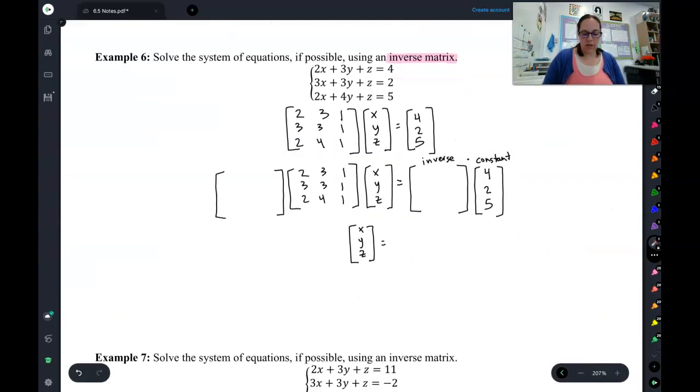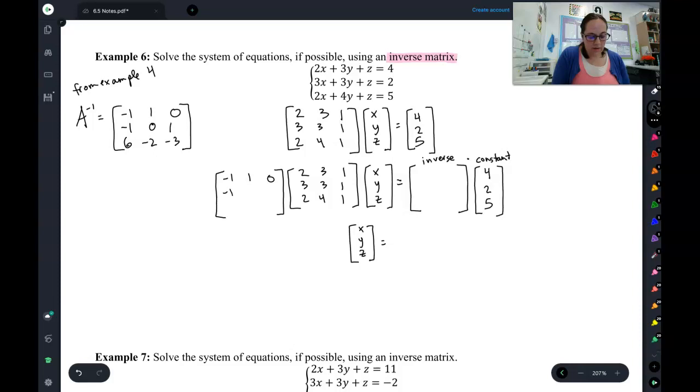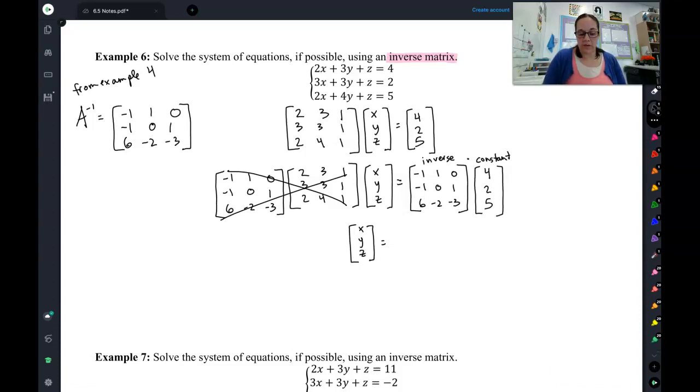So we're going to come down here and we're going to write that the inverse matrix we found from example 4 is -1, 1, 0, -1, 0, 1, and 6, -2, -3. So I can write that in here. And in here. Those are going to cancel because they're inverses, and you just need to do matrix multiplication on that. Simplify it, and that should be your answers.